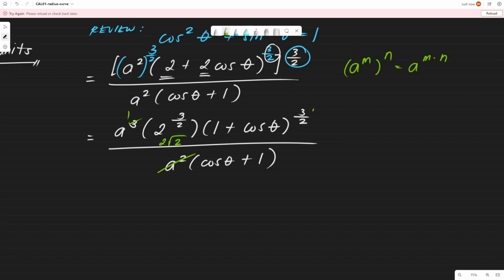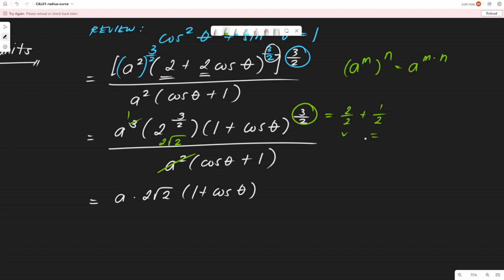Pwede natin i-dissect tong exponent natin. Now, this is actually equivalent to 2 over 2 plus 3 over 2. No? So, 2 over 2 is 1. So, we can rewrite the top part as a times 2 square root of 2. Okay, multiplied to 1 plus cosine theta. Quantity raised to 1. So, di na natin sulat yung exponent niya. So, we have, this one will become, instead of 3, this should be 1. Ayan. So, okay na tayo dito.